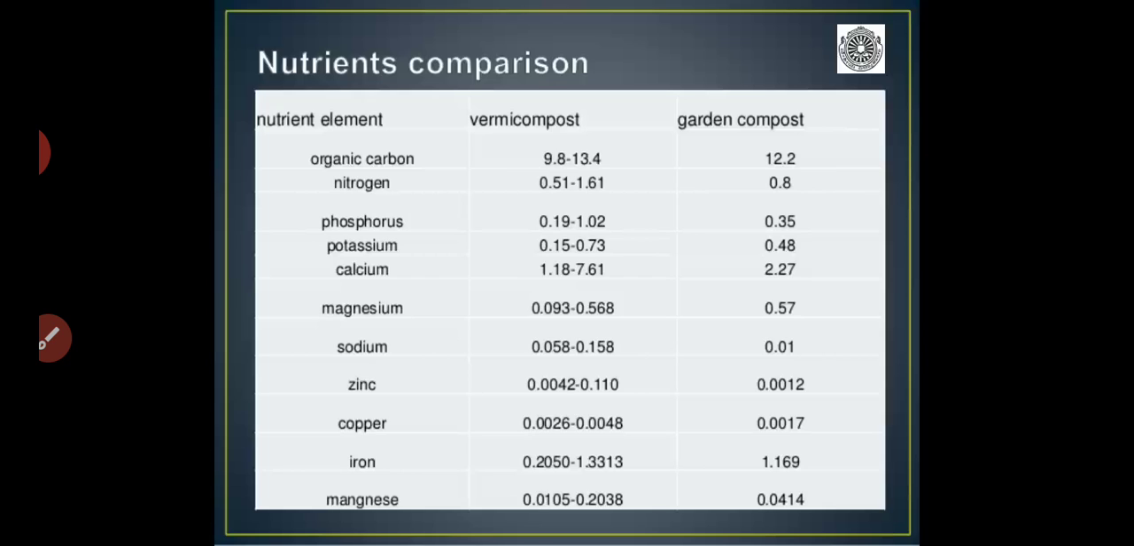This is the nutrient comparison between vermicompost and garden compost, so that you can appreciate the value that is there behind the preparation of vermicompost. It has organic carbon of about 9.8 to 13.4 percent, nitrogen of 0.51 to 1.61, whereas garden compost will have about 0.8% only. Likewise, you can see the difference between the various nutrient elements between vermicompost and garden compost.